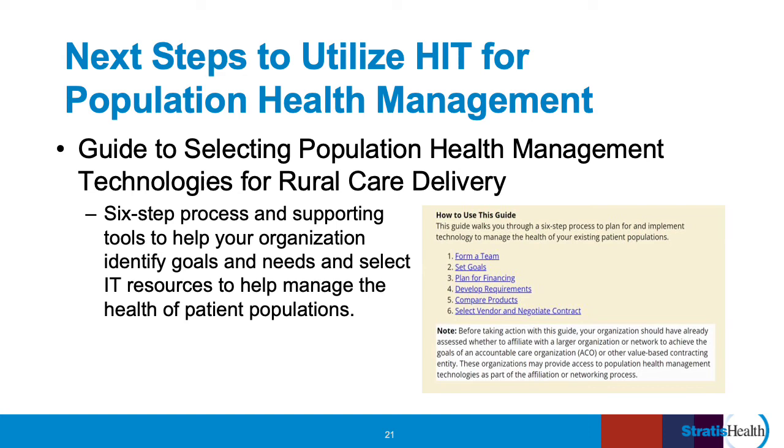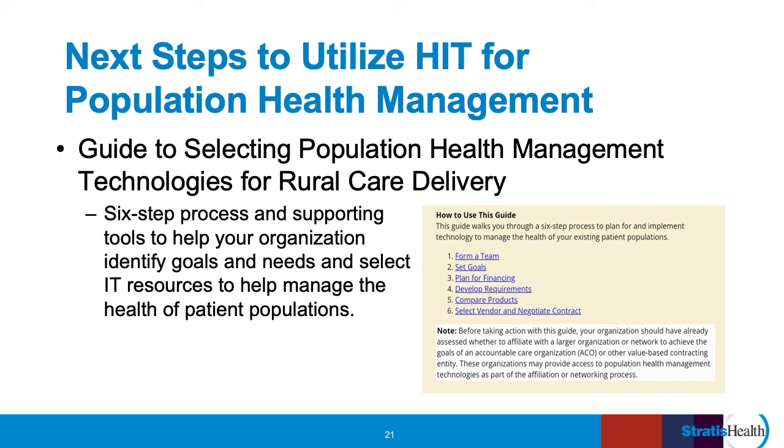We encourage your organization to consider selection and implementation of software or other applications to support population health using a strategic planning process that requires input from both decision makers and from frontline clinicians and staff that will be utilizing the tools. The guide includes a variety of tools and resources that will help your organization identify and form a team, set goals, consider financing options, develop system requirements, compare products, and ultimately select a vendor and negotiate a contract.